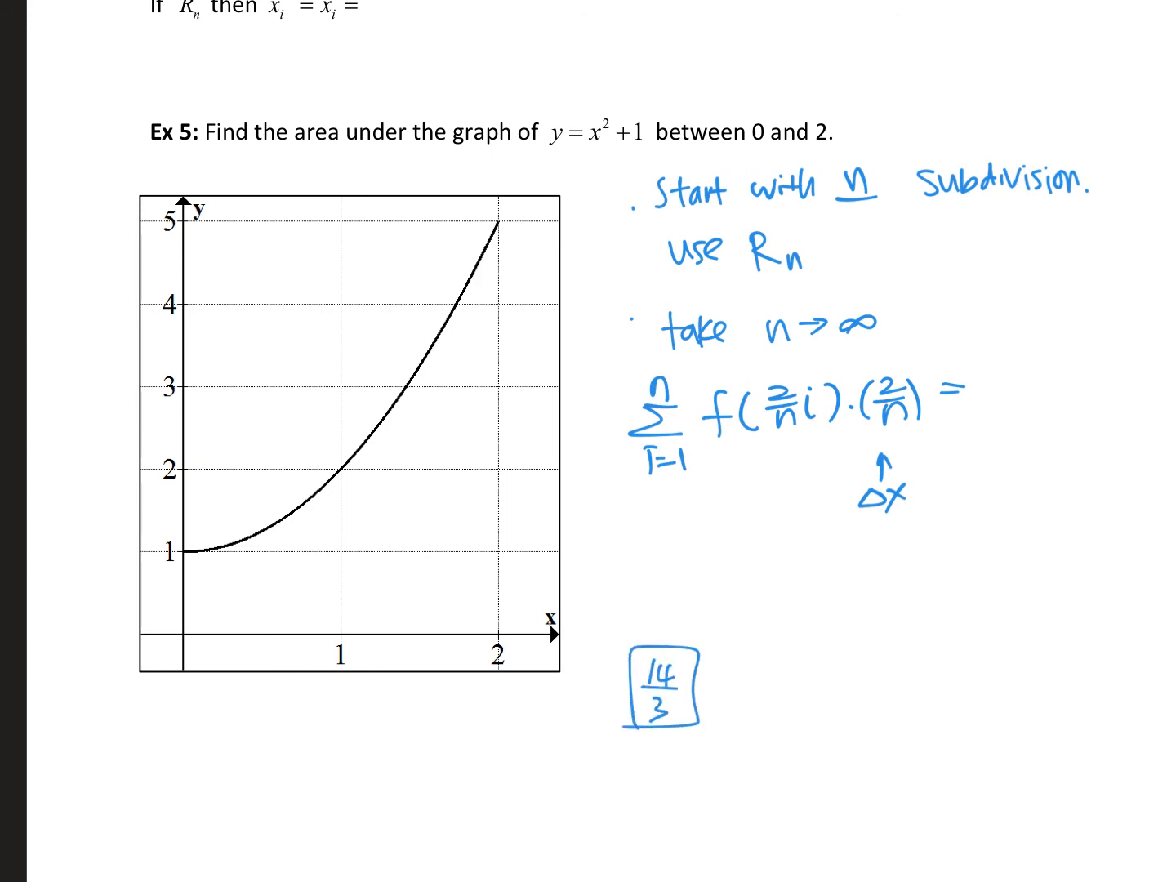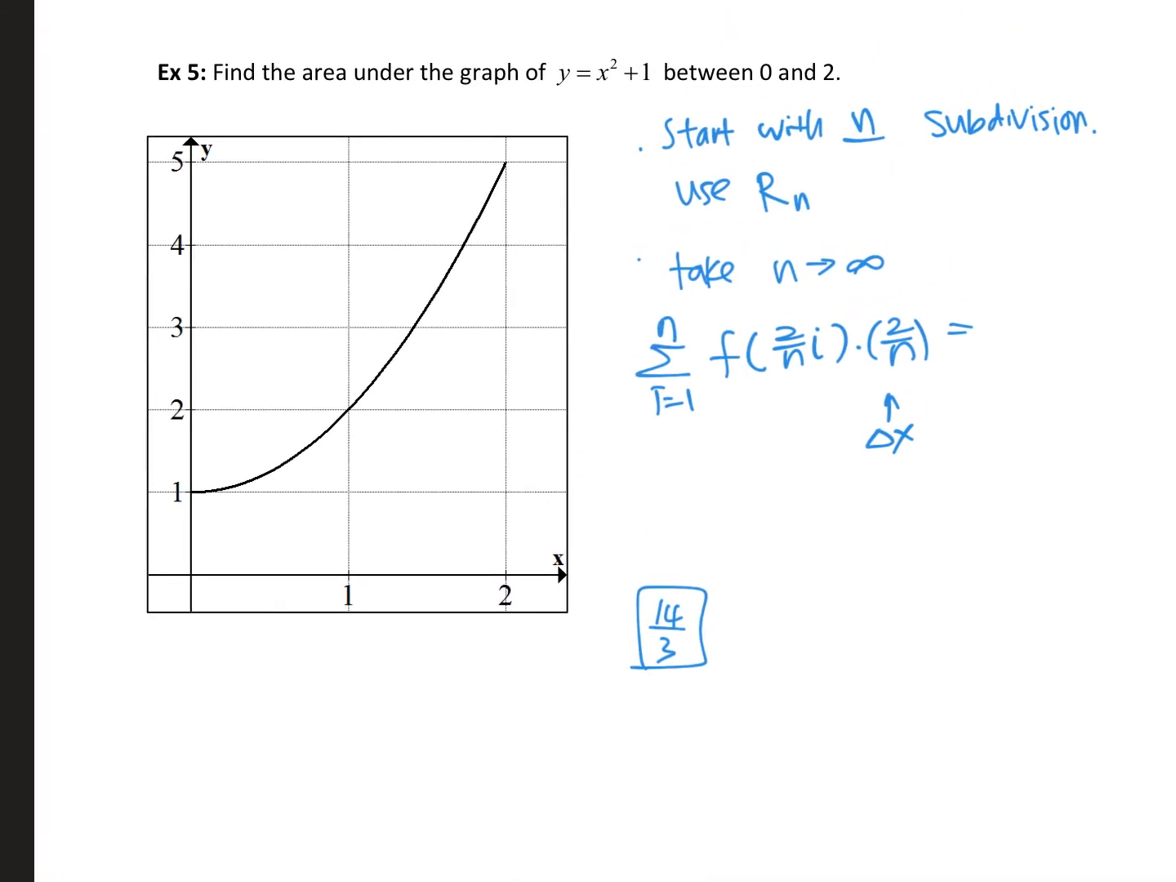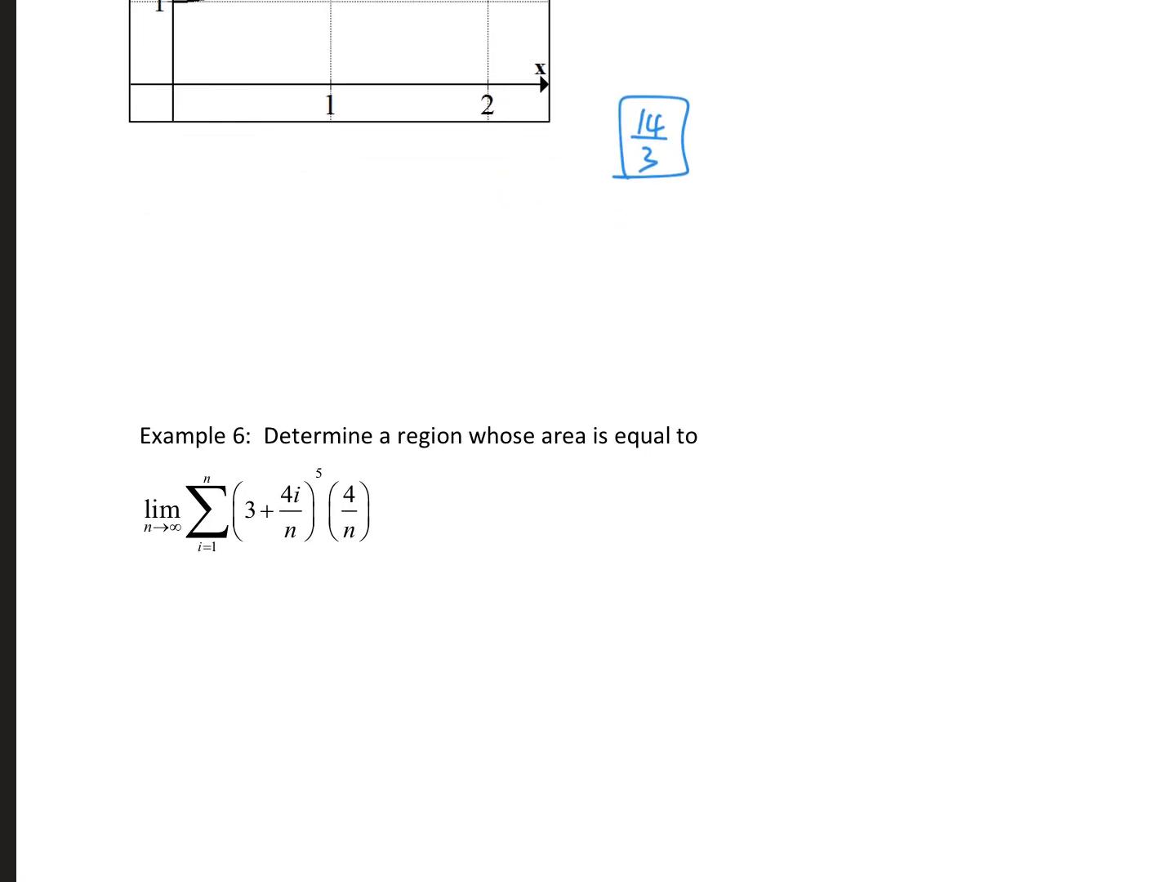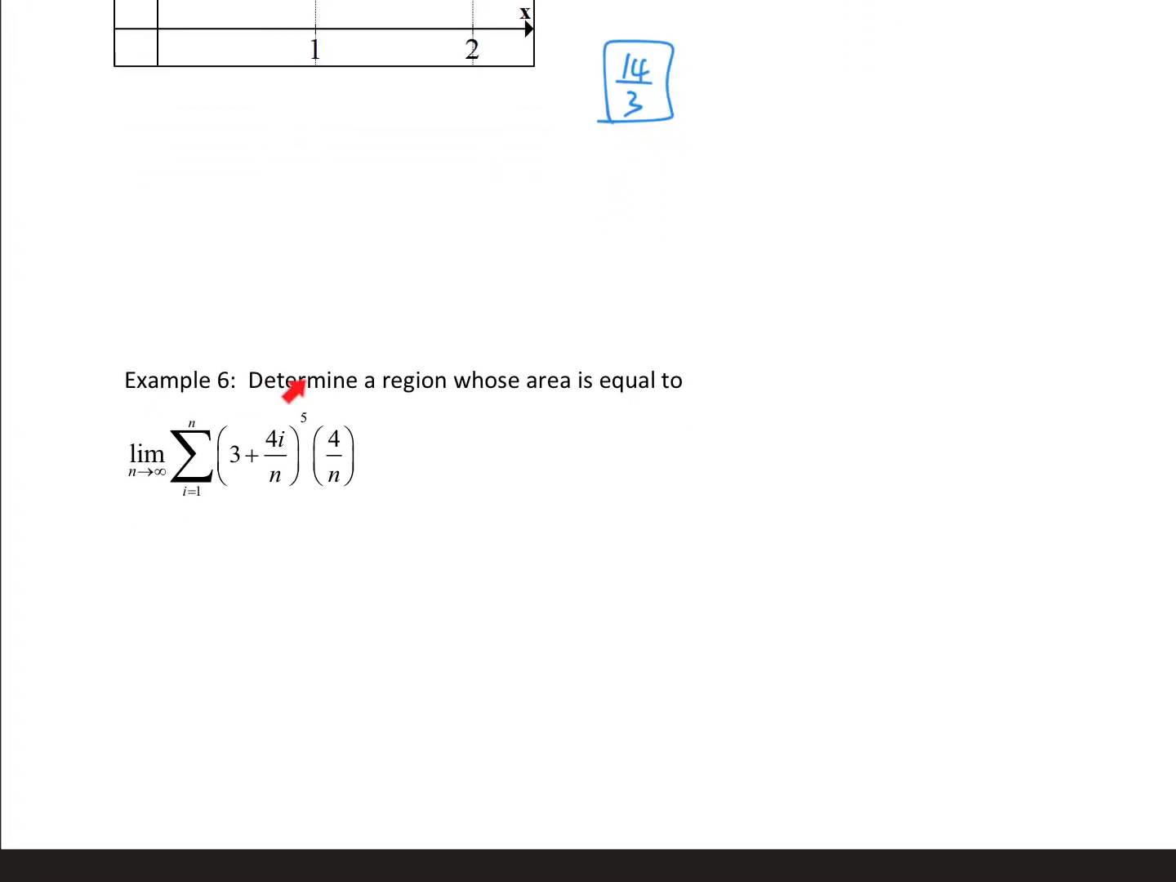I'm going to have you pause and actually do it, and see if you get 14 over 3. Example 6 is: determine the region whose area is equal to this. You don't have to calculate it, just say what area it corresponds to. First I'm noticing 4 over n, so the area is going to be over a length of 4. I look at the first one, it's 3 plus something, so you're starting from 3. So 3 to 7.